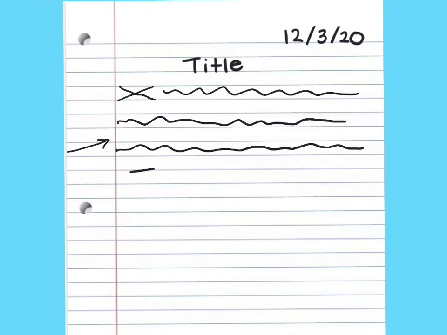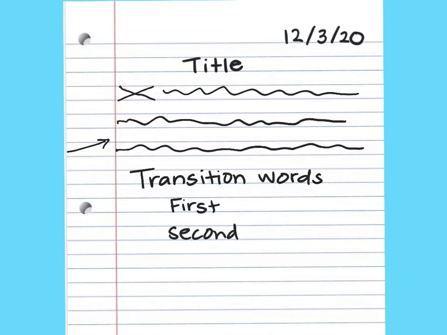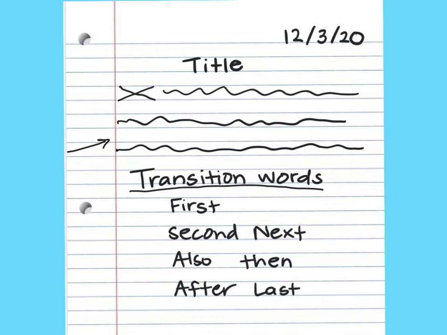And you can use transition words in your writing. Those are words such as first, second, next, also, then, after, last. There are so many more. Those are just some transition words that you can use to help your paragraph flow and make more sense.